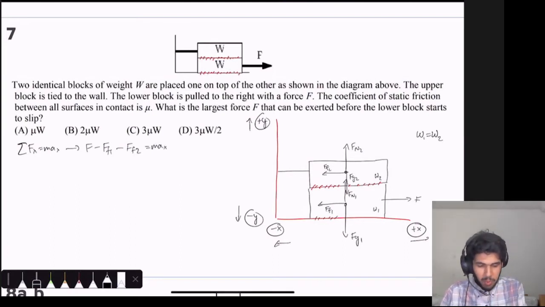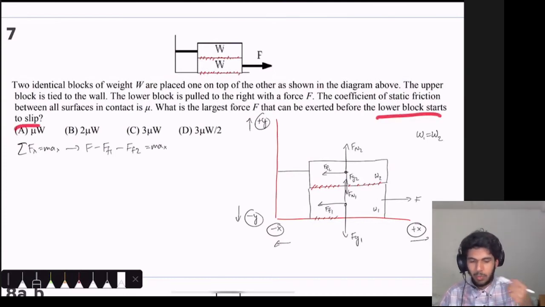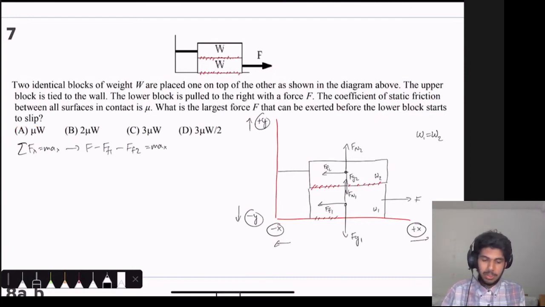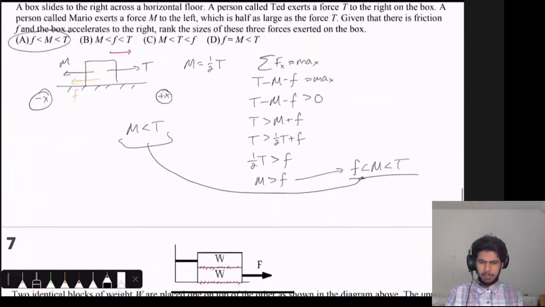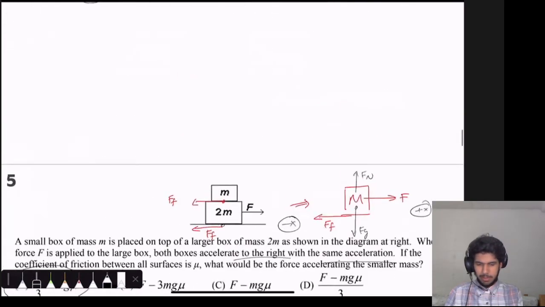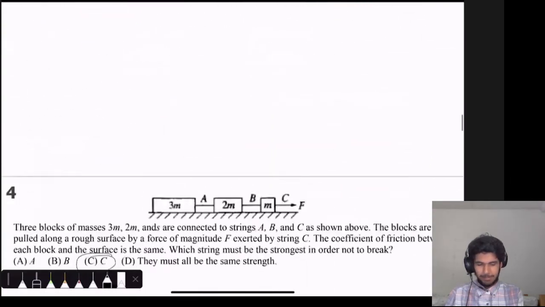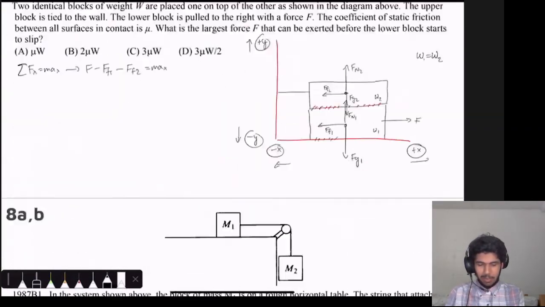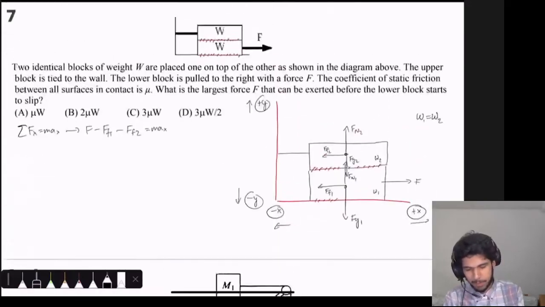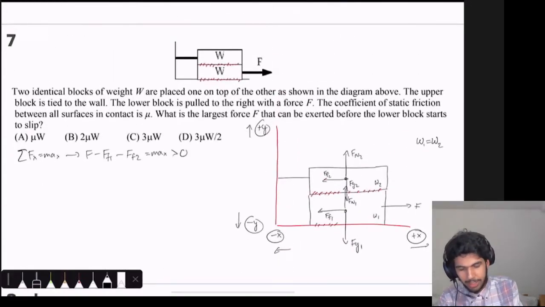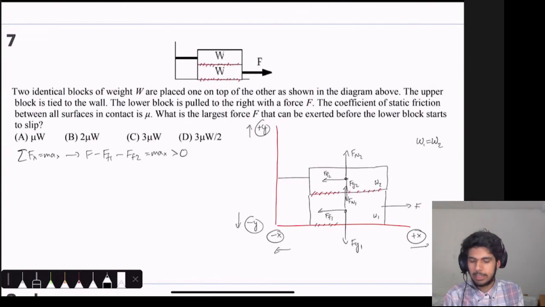But remember, we want the force right before the lower block starts to slip. So right when it starts to move. So that's similar to the sled problem that we did, I believe. Was it the sled problem? Yes, it was. So we're going to do the same thing that we did there, where we create this inequality where it's greater than 0 because acceleration is positive, mass is positive. So we just sort of want that.